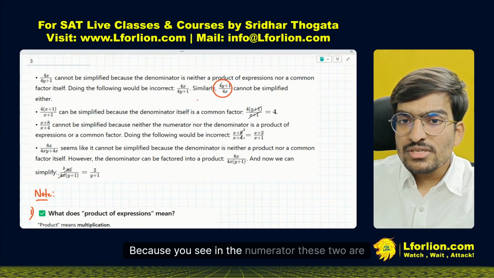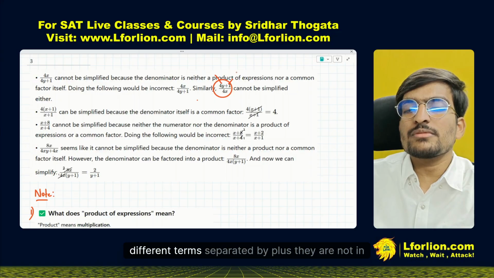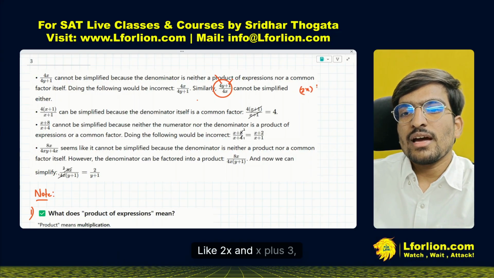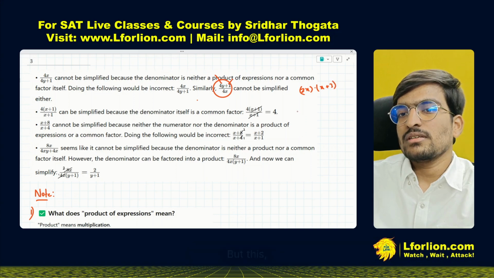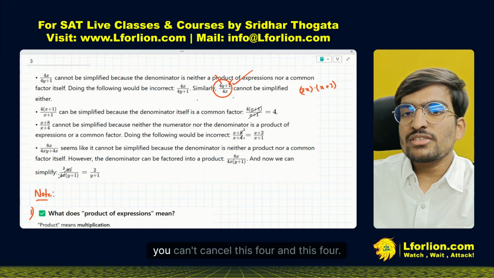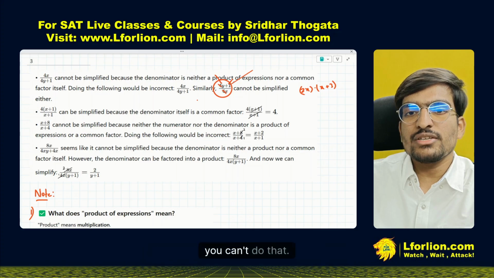Moving forward, this kind of expression can't be simplified. Why? Because you see in the numerator, these two are different terms separated by plus. They are not in product like 2x and x plus 3. These are in product. But this numerator is not in product, so you can't simplify. You can't reduce it. You can't cancel this 4 and this 4. No, you can't do that.